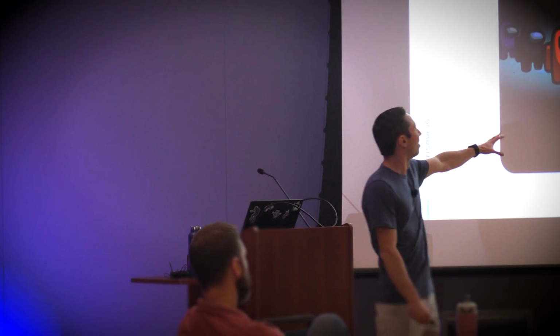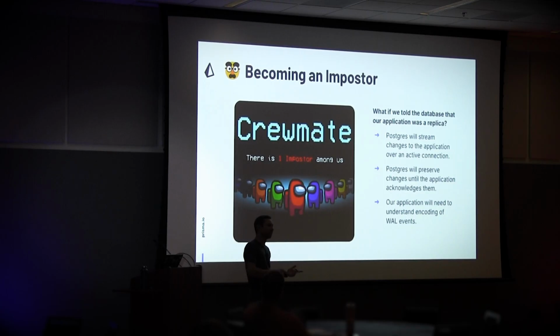So becoming an imposter. What if we told the database that our application was actually a replica? The database is going to start sending us all the changes in this encoded format as they happen on the database. And then our application just needs to know how to decode those messages and then tell the database server, I got it, we're good. I'm caught up.